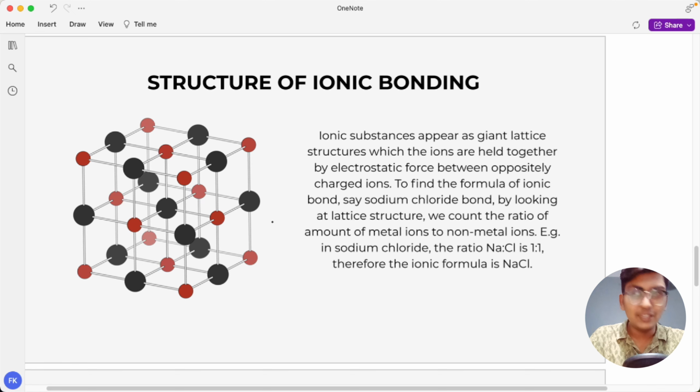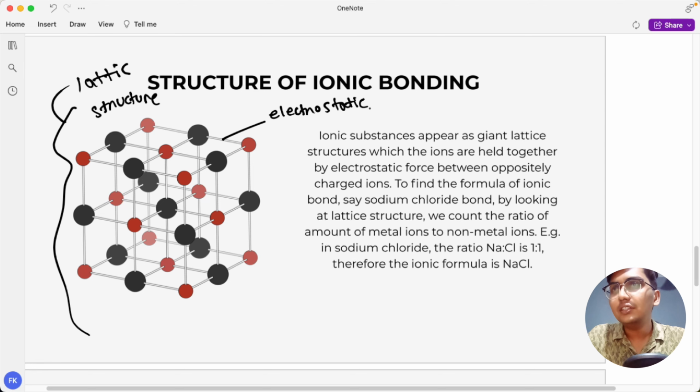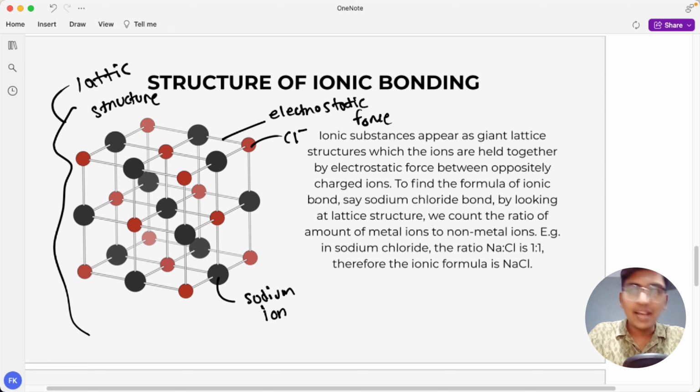Ionic compounds appear as a giant lattice structure. This is a lattice structure, by the way. As you can see, the ions are held together by a strong electrostatic force, and they are regular in structure. By the way, the black one is the sodium ion, the red one is the chloride ion.